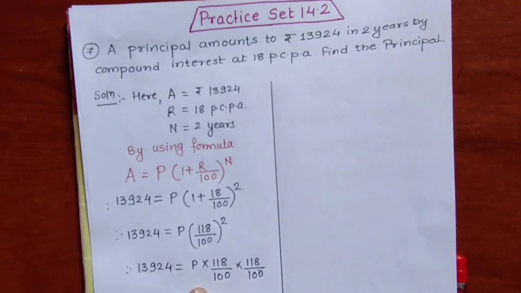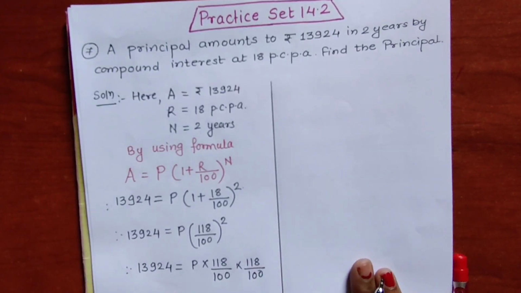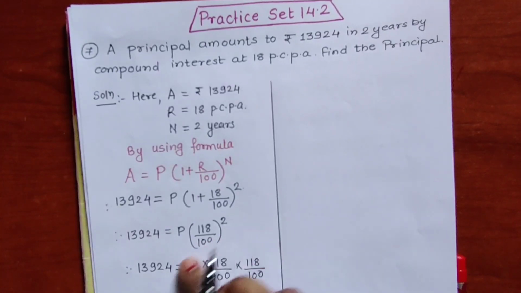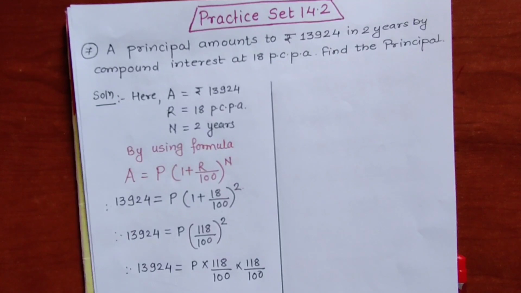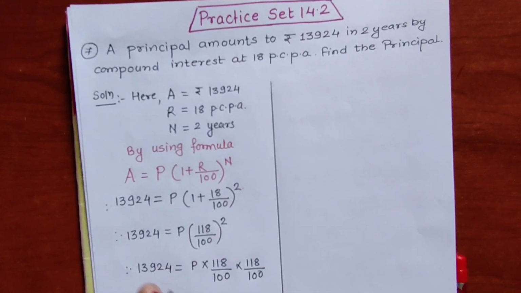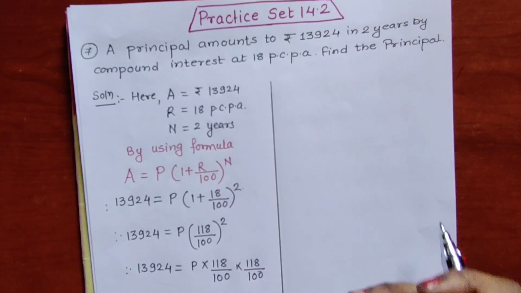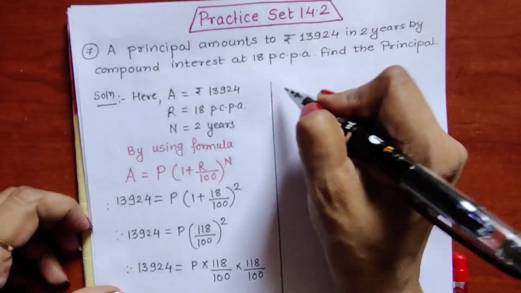Now the P variable is there on the right hand side. So what I will do, I will write this full right hand side on the left. I will transfer this full right hand side on the left and the full left hand side on the right. So when we are transferring full sides from one side to the other, we don't require to change the operation. So I am not going to change the operation.